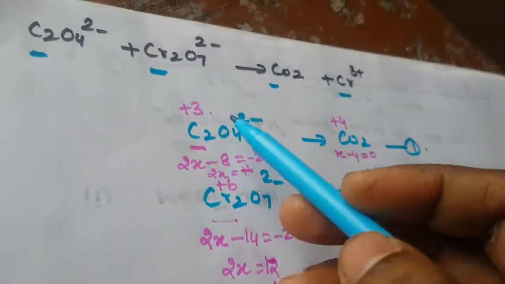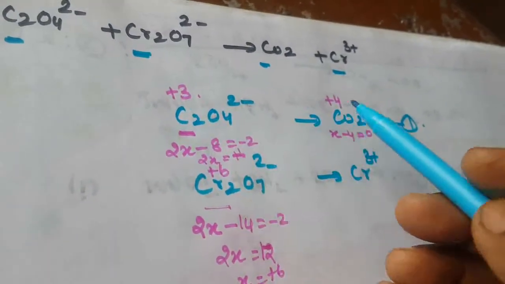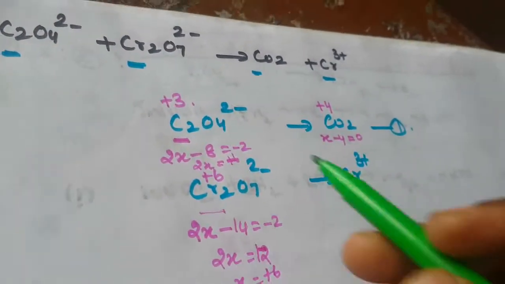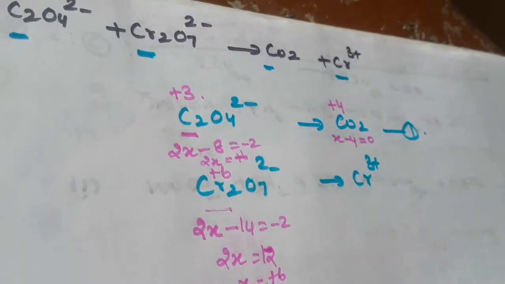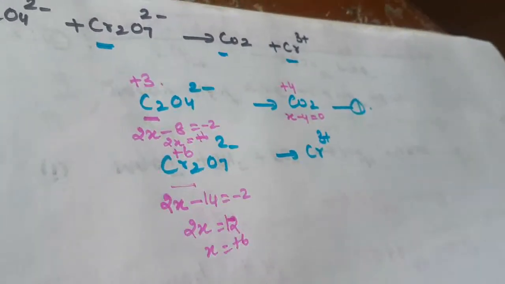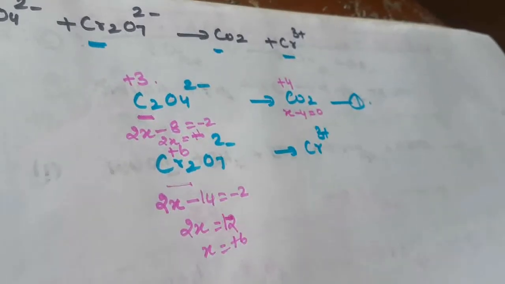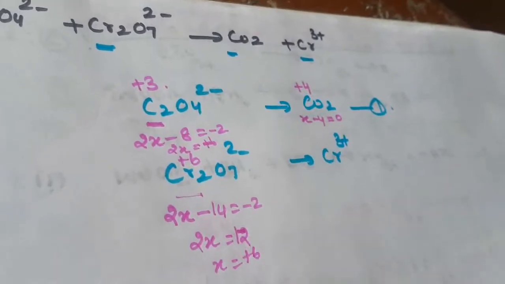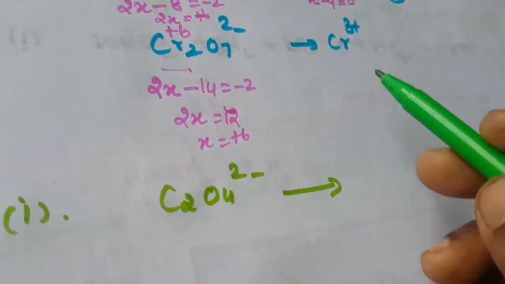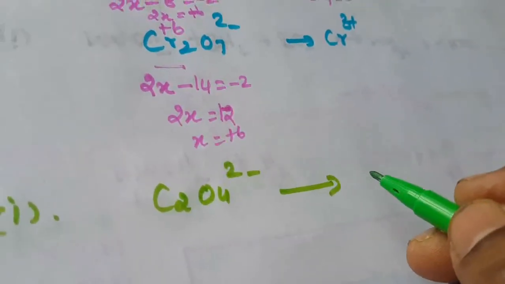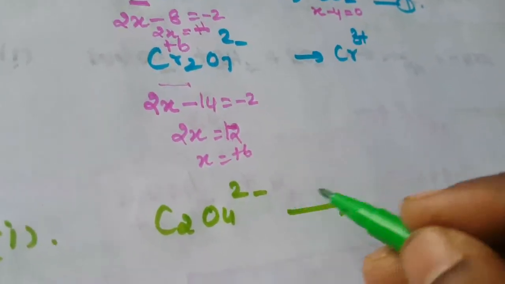So how many electrons? That is plus 3 to plus 4, right? So only one electron is released. Then again here 3 electrons. So the next step is the first equation, C2O4 2 minus. C2O4 2 minus gives how many electrons? So 2 electrons are removed.